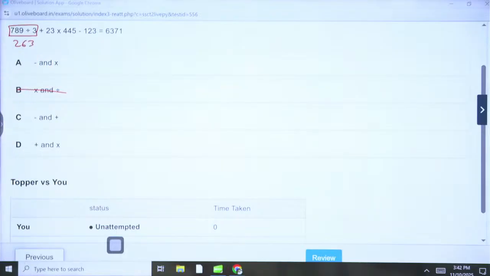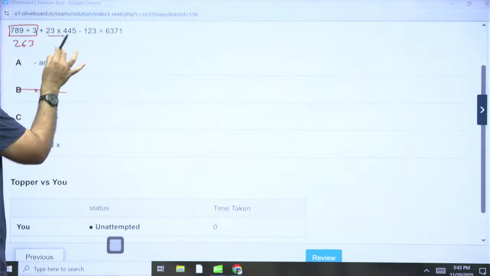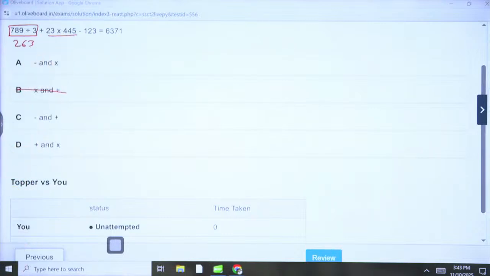Now what do we change? If you observe 263 plus 23 into 445, how much is it going? 400 into 20 is about 8,000. Okay, and 8,000 and 200, 8,200 minus 100 is not going to be 6,300. So this needs to go somewhere, because even if I change their positions, it's not going to help me out, is it?